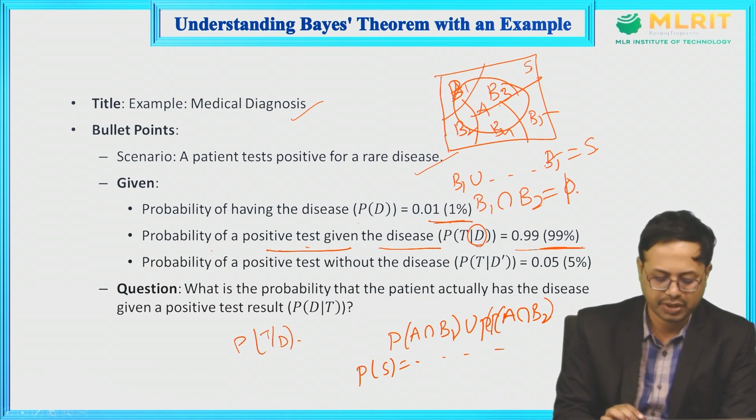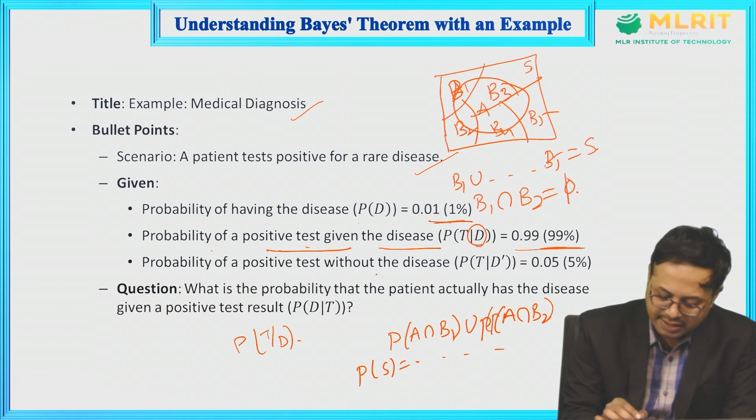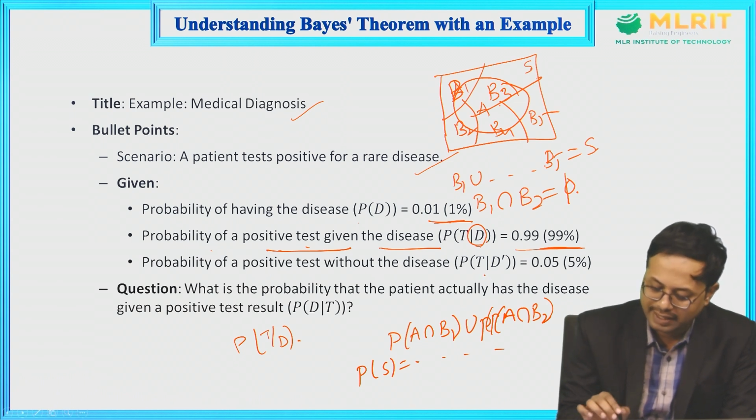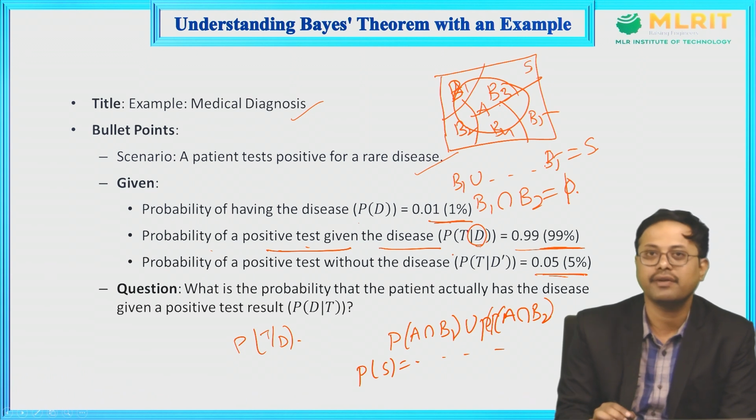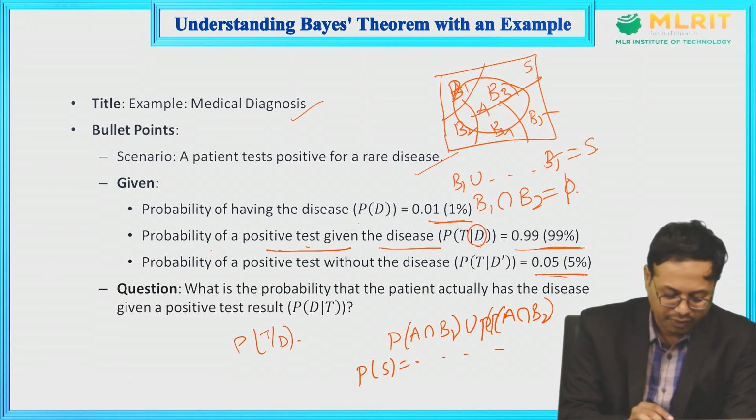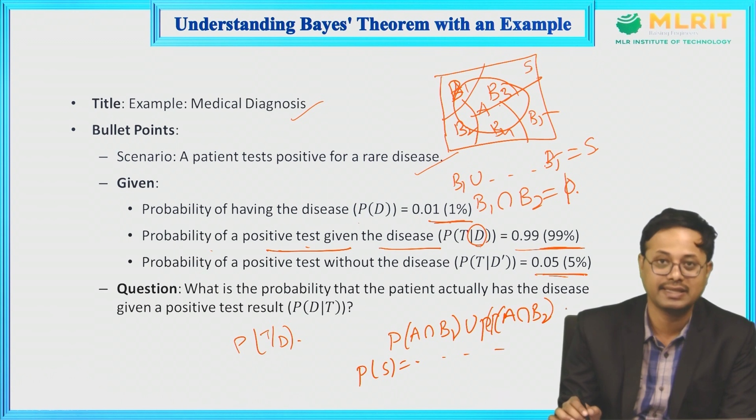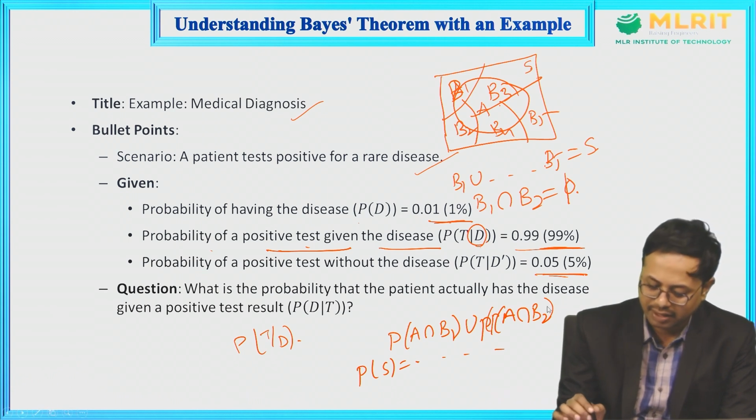Just an assumption only. The probability of a positive test without the disease, without the disease, then what you have is 5%. First, we are taking some example. Next, what is the probability that the patient actually has the disease?